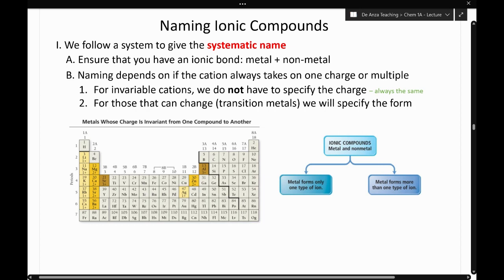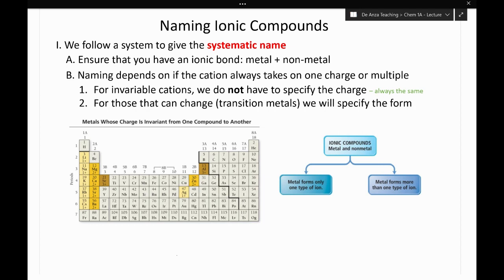When you're naming an ionic compound, first you want to make sure that you actually do have an ionic bond present. That means you're going to make sure that whatever compound you're looking at has a metal and a nonmetal, in most cases. Right now we're worried about the so-called binary, so just two different types of elements. So binary ionic compounds.